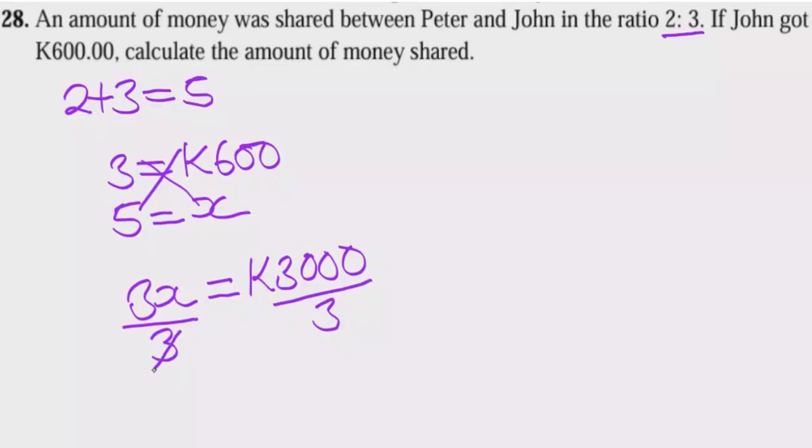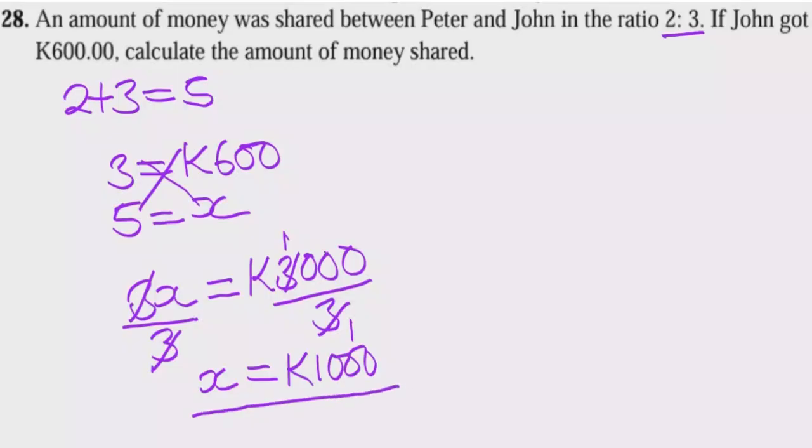So that means the 3 down here will be cancelled, and the 3 on top will be cancelled, leaving us with x, which is equal to, then we say 3 into 3, it will go one time. Or we can say 3 down, 1. 3 on top will give us 1. Then we say 1 into 1,000 kwacha will give us 1,000 kwacha. So the amount that was shared was 1,000 kwacha. The amount that was shared was 1,000 kwacha.